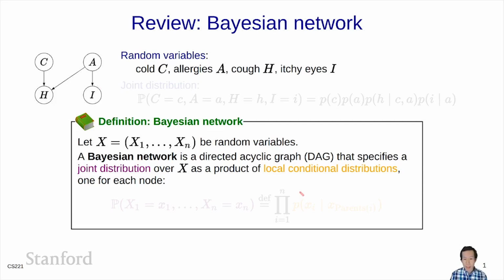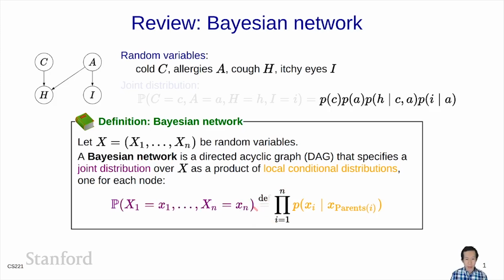Quantitatively, however, the Bayesian network defines a set of local conditional distributions over each variable Xi given the parents of i. And in this example, we would have probability of C given parents, which are none, probability of A, probability of H given its two parents, C and A, and probability of I given A. So finally, if we multiply all of these probability distributions together, then we get the joint distribution over all random variables. In this case, we have C, A, H, and I.